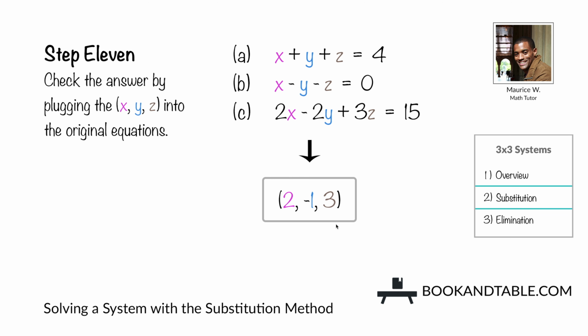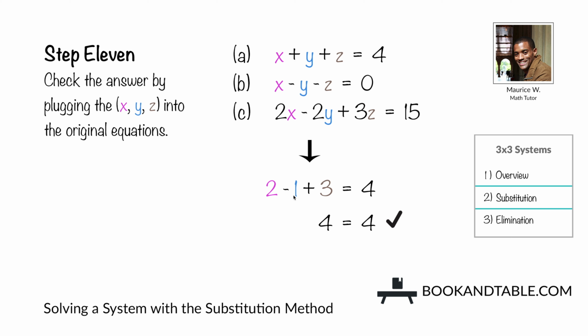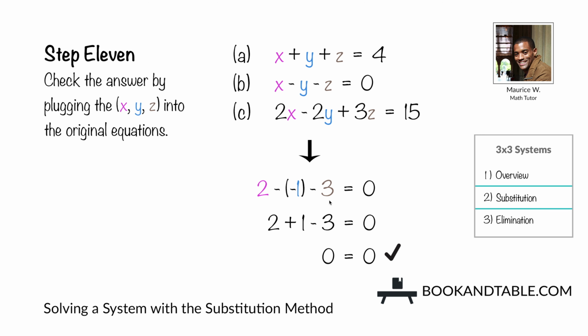In step 11, check the answer by plugging the x, y, z, 2, negative 1, and 3 into the original equations. When we do so, we get 2 minus 1, which is 1. 1 plus 3 is equal to 4. So the true statement 4 is equal to 4 confirms that these are the correct values for x, y, and z for equation A. For equation B, we get 2 minus negative 1, which would be 2 plus 1, which is 3. 3 minus 3 is equal to 0. So the true statement 0 is equal to 0 confirms that these are the correct values for x, y, and z.